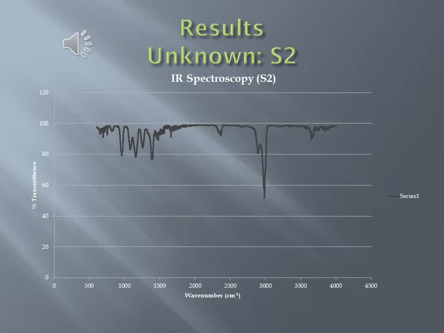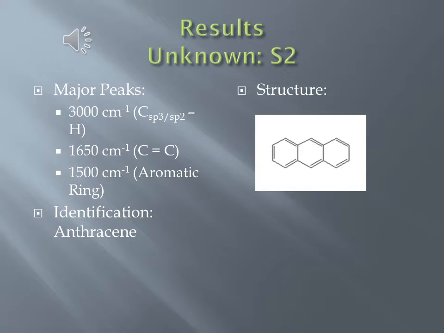This last graph is what was obtained from the IR spectrometer when we ran the unknown solid that was S2. The major peaks that were observed for the unknown S2 were at 3000, which was either a C sp3 group or an sp2 group bonded to an H. It could be either one. There was one observed at 1650, which is a C double bond to a C, and then lastly there was one at 1500, which was deemed to be an aromatic ring or multiple aromatic rings. The identification of the unknown was determined to be anthracene, and the structure can be seen to the right.